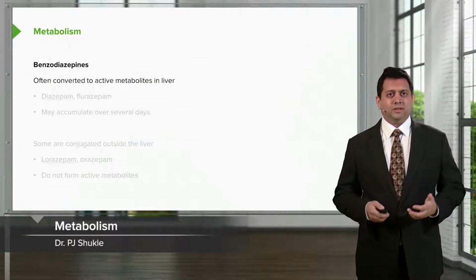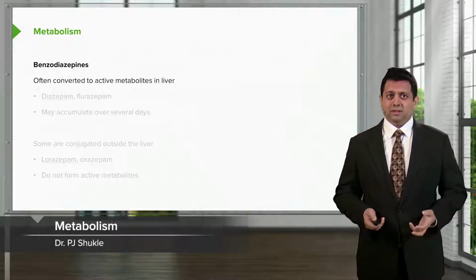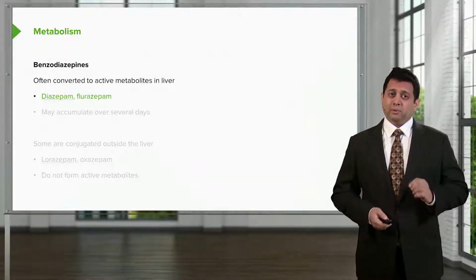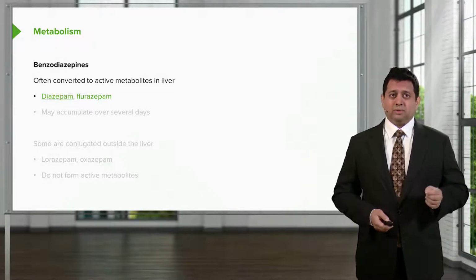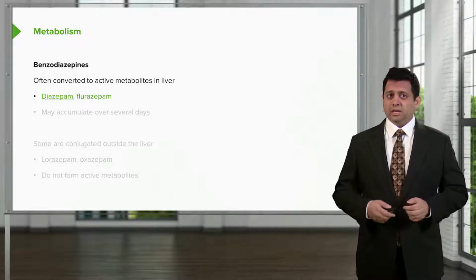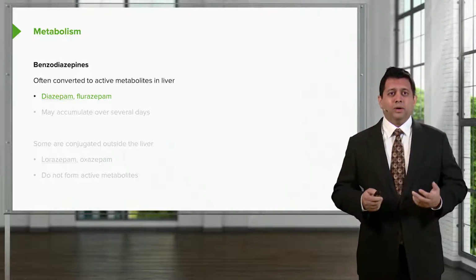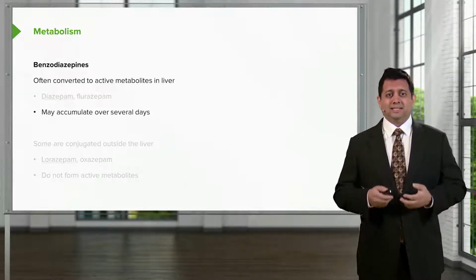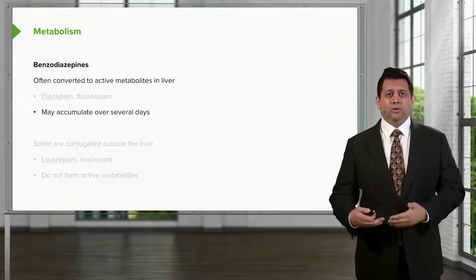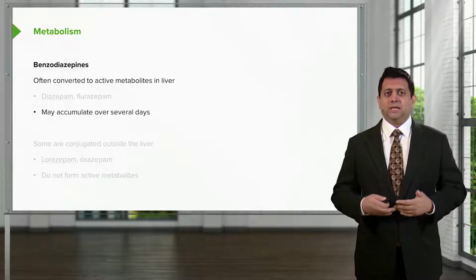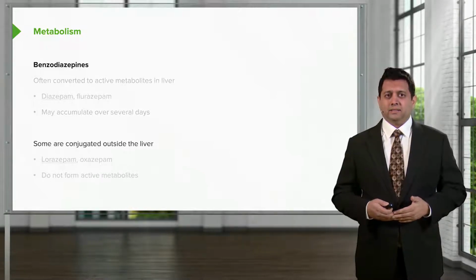Benzodiazepines are often converted to active metabolites in the liver. Examples include diazepam and flurazepam. The important medication that you should know is really diazepam, but flurazepam is used a lot in clinical practice. One of the problems of these medications is that they can actually accumulate over several days, so one has to be very careful using them on a day-to-day basis.